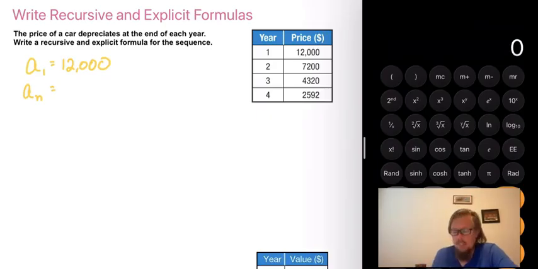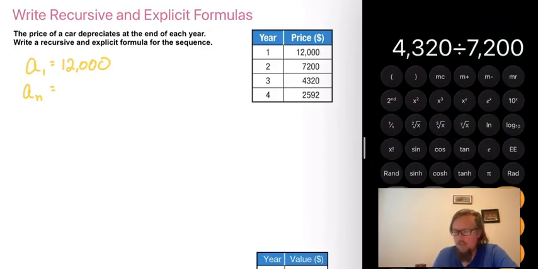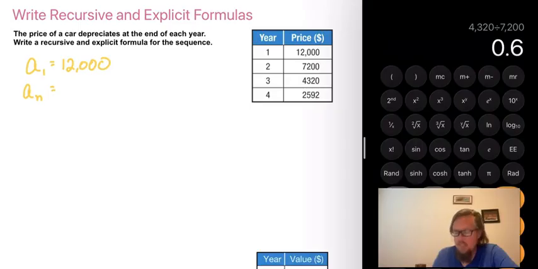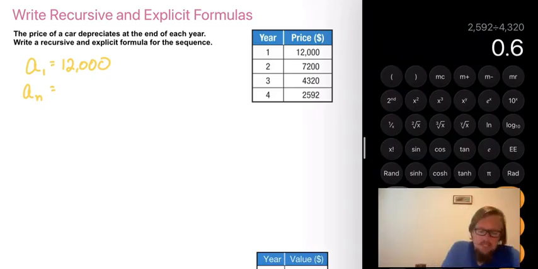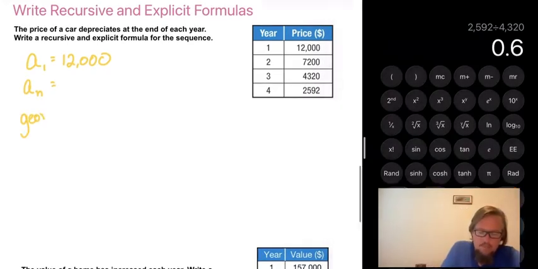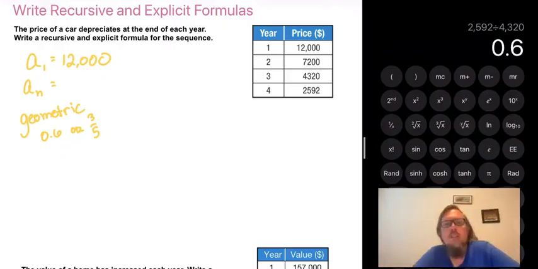And the way that we do that is by division. 7,200 divided by 12,000 gives me 0.6. Let's see if it's the same all the way down. 4,320 divided by 7,200, that's 0.6. And 2,592 divided by 4,320, also 0.6. So this is geometric, and the ratio is 0.6, or if you want to use fractions, 0.6 is 3/5. Either one of those is fine.